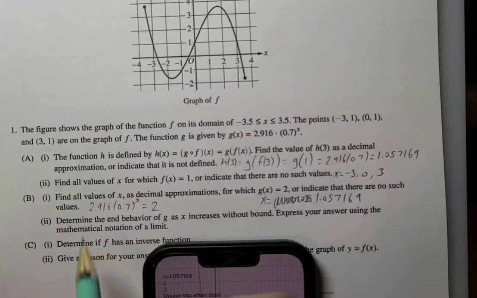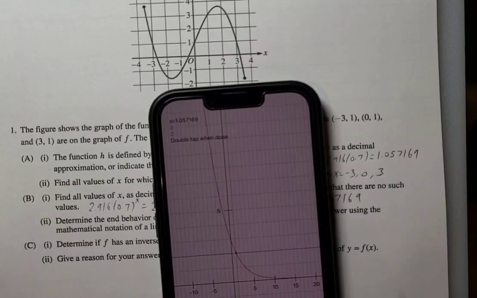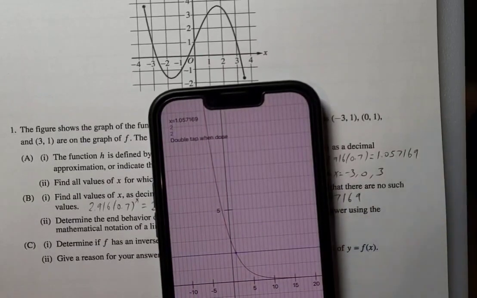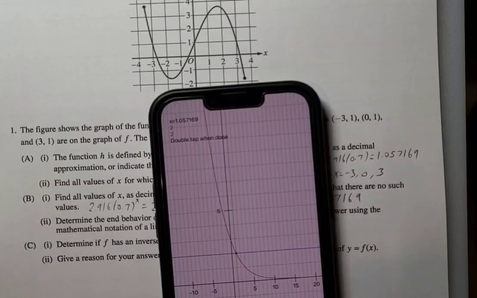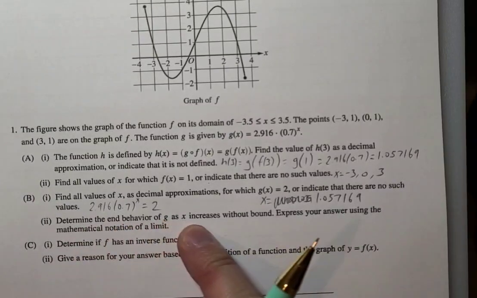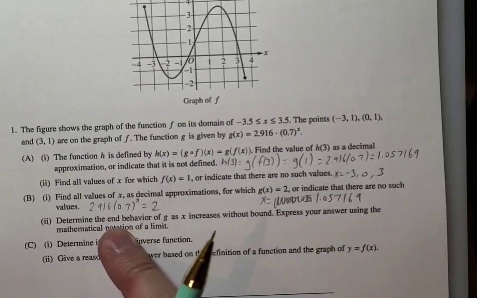And you should know that the exponential is monotonic, so it'll only cross y equals 2 one time, because it'll keep decreasing, and the asymptote is at y equals 0. Determine the end behavior of g as x increases without bound. Express your answer using the mathematical notation of a limit.